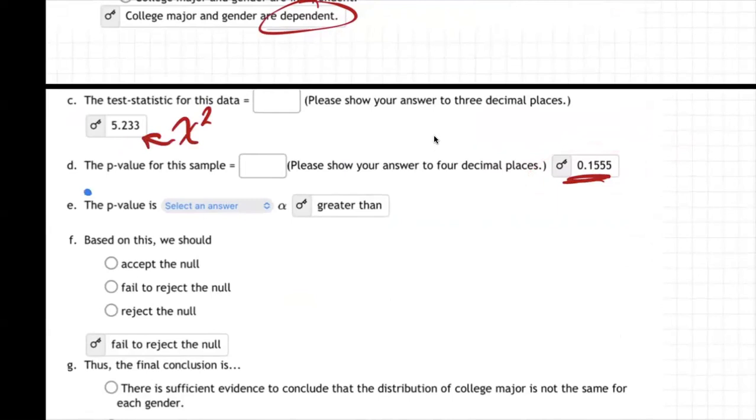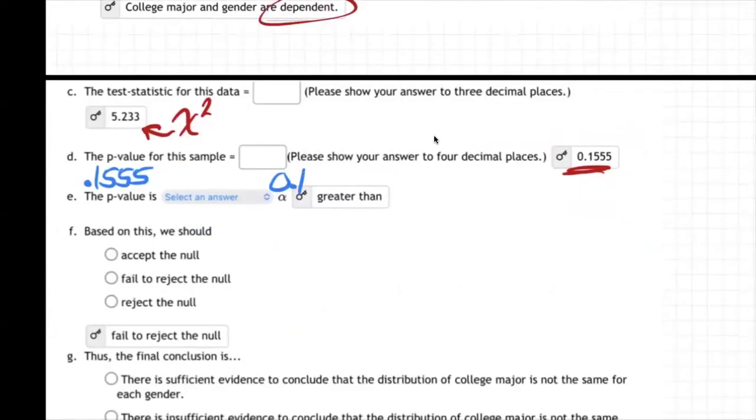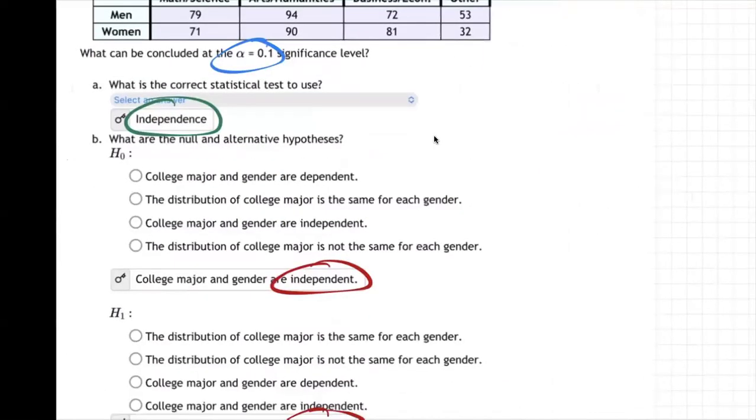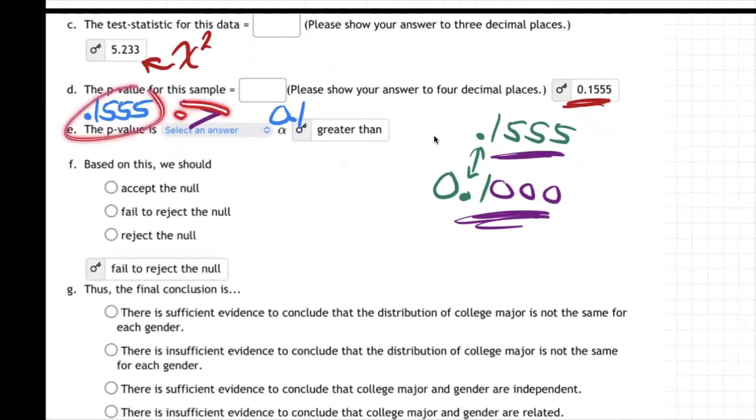Our p-value is 0.1555. What was our alpha level? 0.1. And then how do these compare? If you're not sure, take it over on the side and line up the decimals, meaning decimal right over decimal. Right? Oh wait, I didn't do that right, did I? It's 0.1, huh? Is that what it was? Yeah, 0.1. So line up the decimals and fill in zeros with the rest of the blanks. So basically you're saying, how does 1000 compare to 1555? Well, 1555 is bigger. So this one is on the wide side of the symbol. It's bigger, so greater.